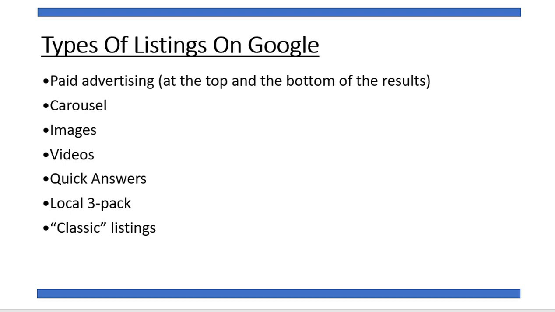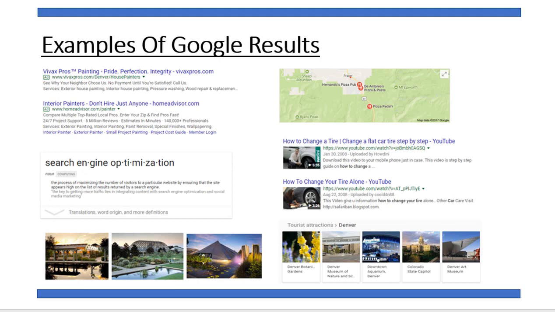And if you haven't noticed lately, it's getting more and more crowded on page one of Google. There's all kinds of different listings on there. And I've got them listed here, and then I'll show you examples. These are the paid ads. These are quick answer boxes. These are images. This is the local listing. These are video results. This is what's called the carousel.